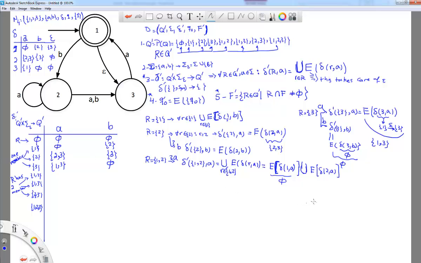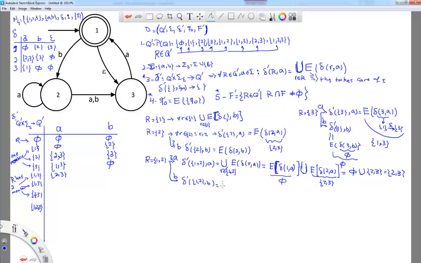So that would be 2 and 3 there. So then this guy is going to be set 2 and 3, and therefore here I have the union of phi and the set 2 comma 3, which would be set 2 comma 3. So then 1 comma 2 goes to 2 comma 3 for A. Then how about for B? What would be the delta prime of 1 comma 2 for B?